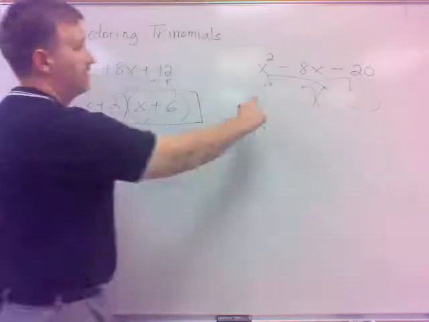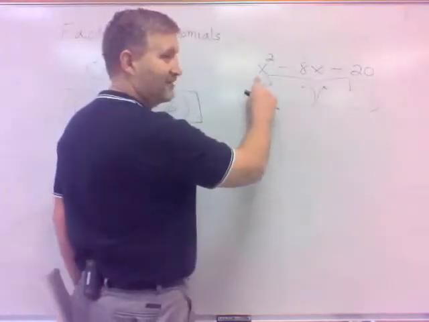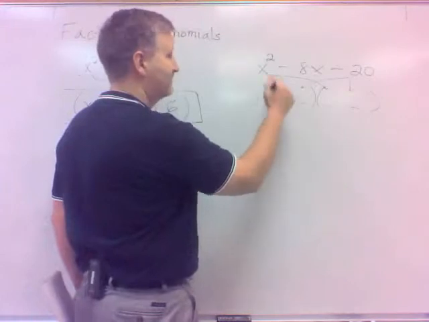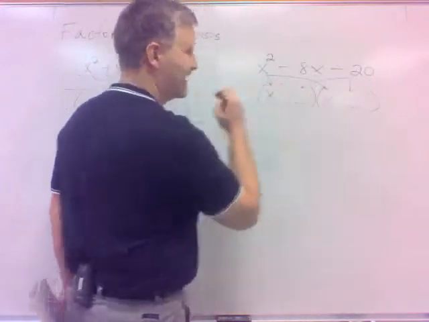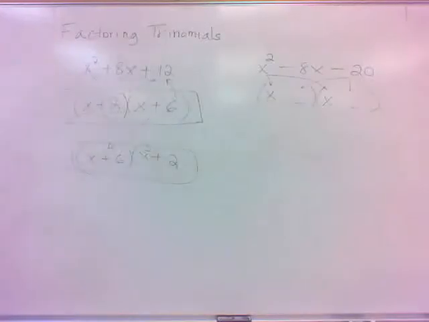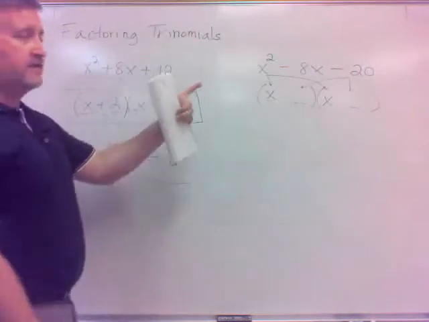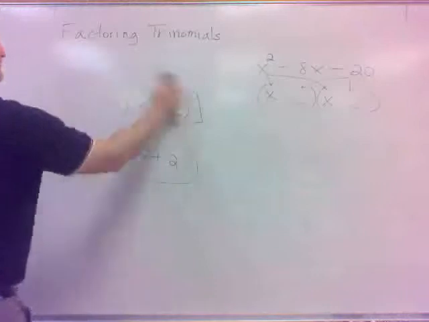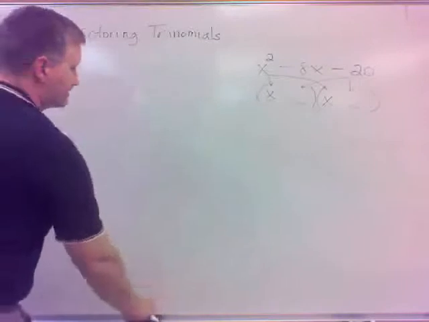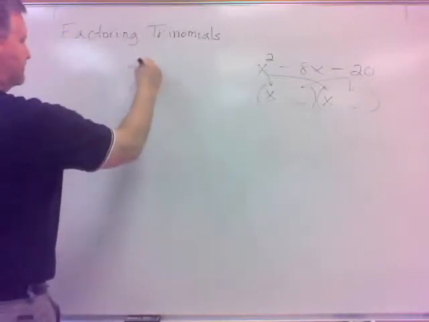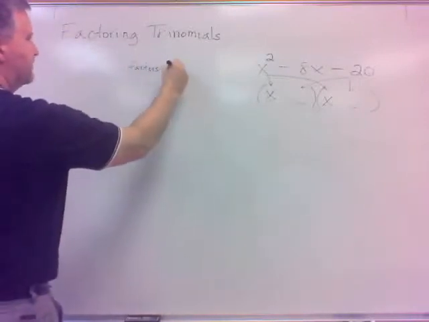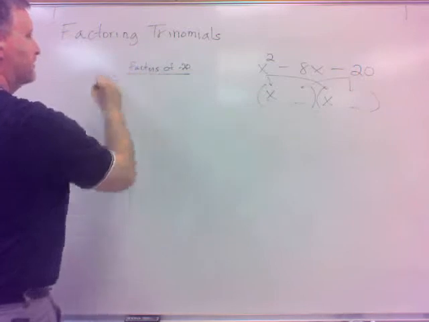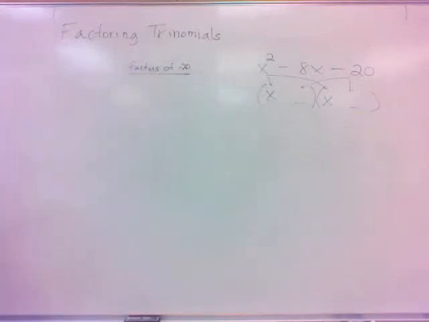Well, the first 2 come from x squared, and that's pretty well locked in one way, isn't it? X and x is about the only way you can do x squared. Minus 20, on the other hand, well, that's a little different story. Let's think, and you can make this chart. You don't have to, but just for my illustration here, I need to factor up to minus 20, and there's lots of ways to do that.